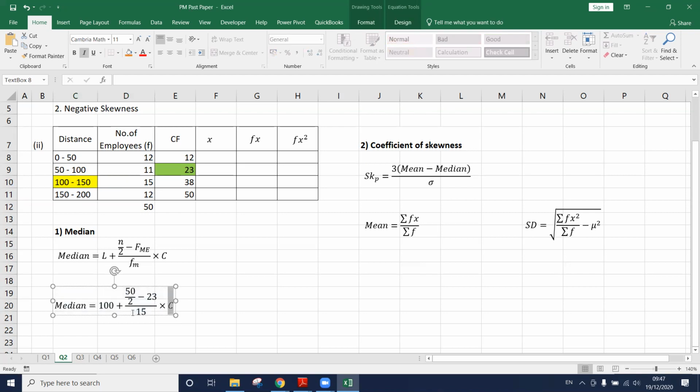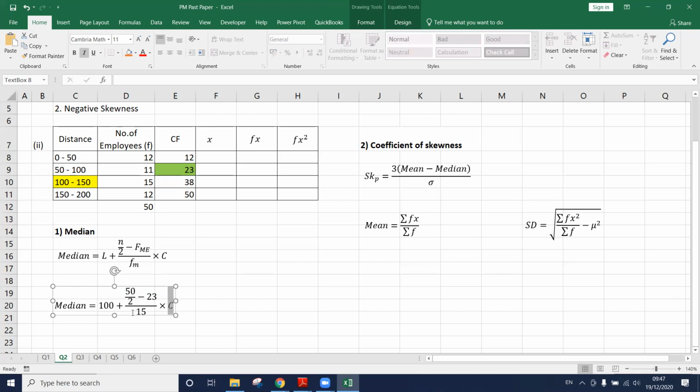Into C. C means what? C is for class width. Class width ka ganne kohomada? Class limits wala difference ekada? Class boundaries wala difference ekada? It is the difference between class boundaries, right?